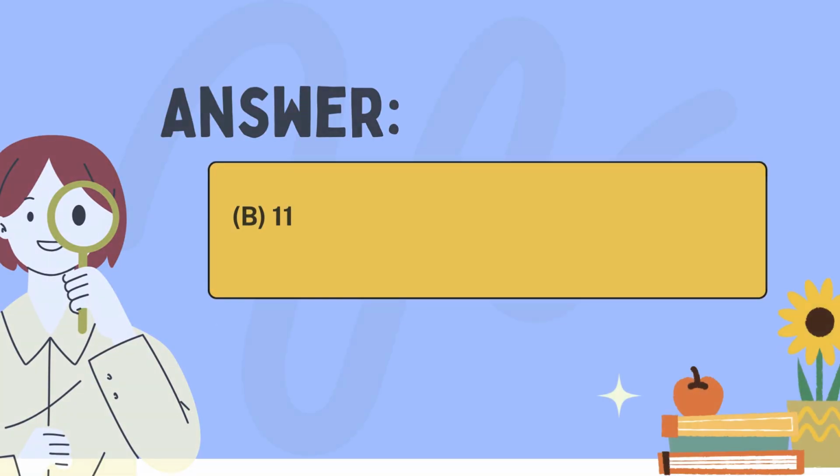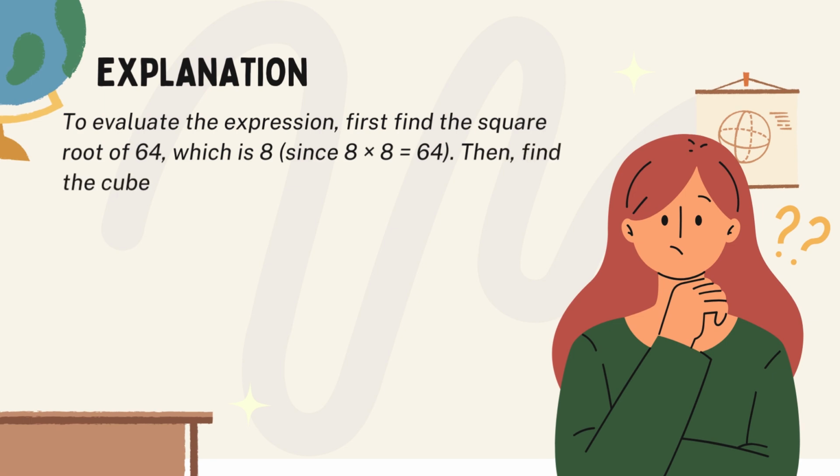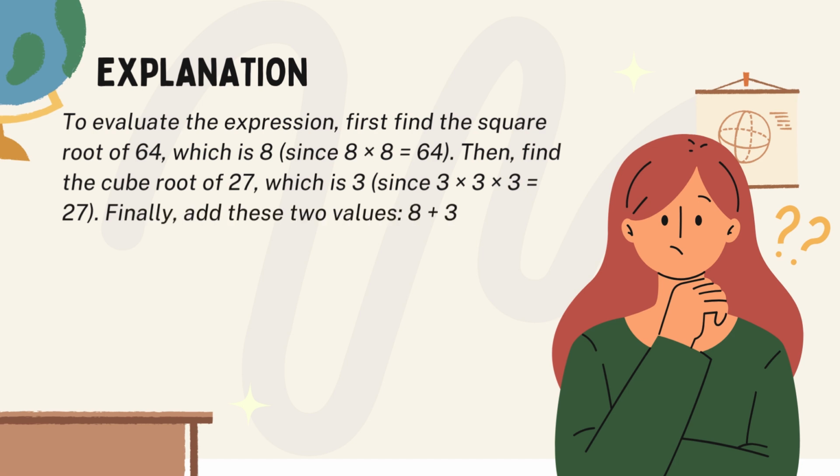Answer. B, 11. To evaluate the expression, first find the square root of 64, which is 8, since 8 times 8 equals 64. Then, find the cube root of 27, which is 3, since 3 times 3 times 3 equals 27. Finally, add these two values. 8 plus 3 equals 11.